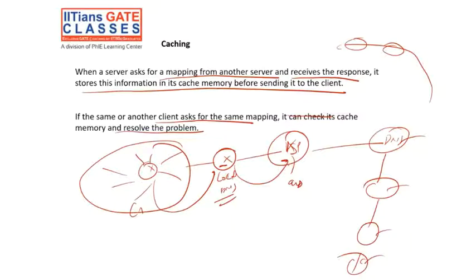Then go to the ISP, let's say Airtel. On the Airtel ISP server, we check: is there the IP? No. Then it will go to the DNS server. On the first layer, we are checking. No, it's not there. Then go to the parent, then to the root level. If the root does not have it either, then go to the .com.